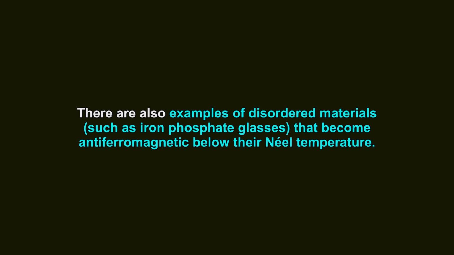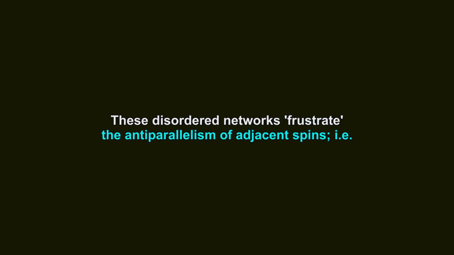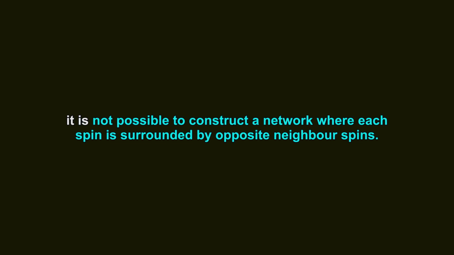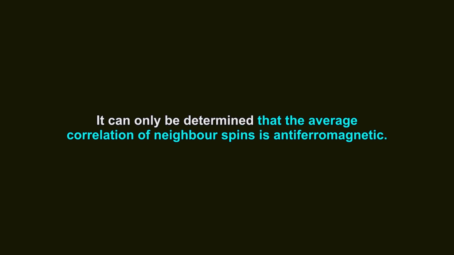There are also examples of disordered materials, such as iron phosphate glasses, that become antiferromagnetic below their Néel temperature. These disordered networks frustrate the antiparallelism of adjacent spins. It is not possible to construct a network where each spin is surrounded by opposite neighbor spins. It can only be determined that the average correlation of neighbor spins is antiferromagnetic.